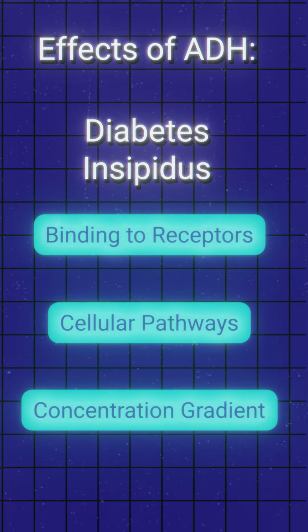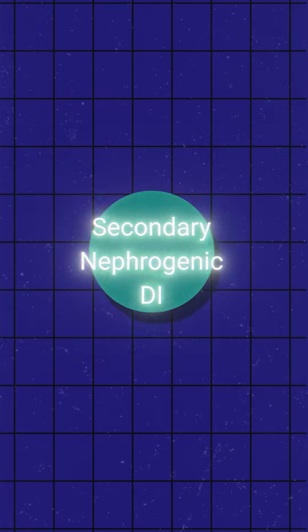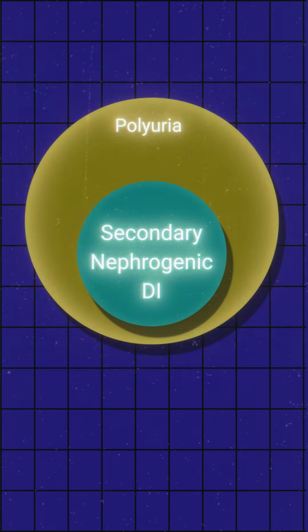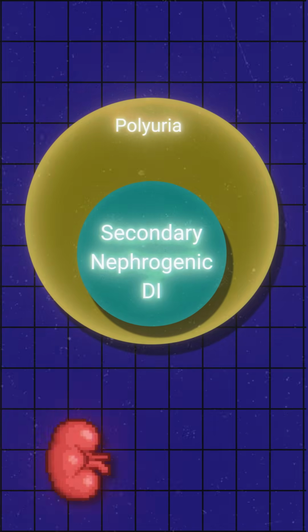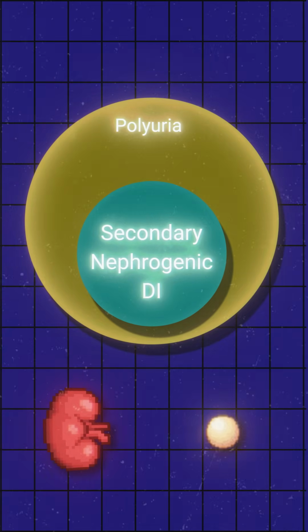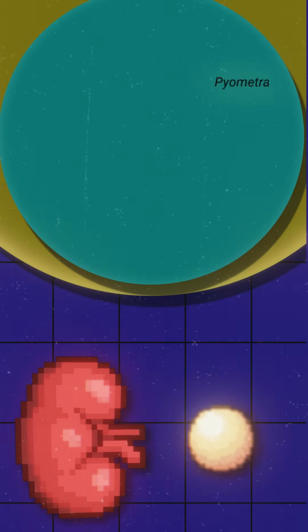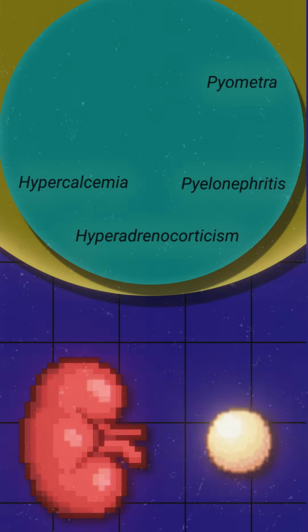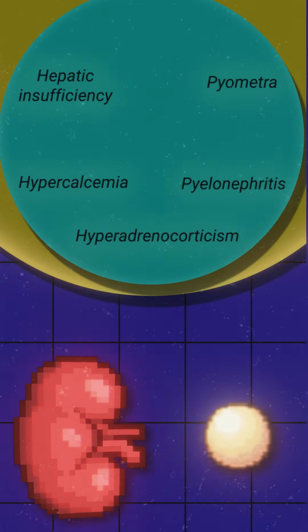Exactly for this reason, secondary nephrogenic DI is very common, and it actually accounts for most cases of polyuria. This is because a lot of diseases can affect the kidney's ability to respond to ADH by interfering with at least one of these three parts. These include pyometra, pyelonephritis, hyperadrenocorticism, hypercalcemia, hepatic insufficiency, and many more.